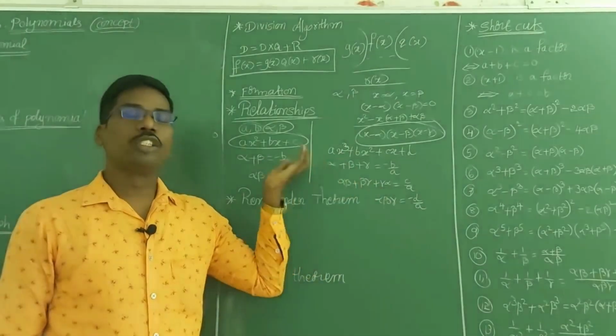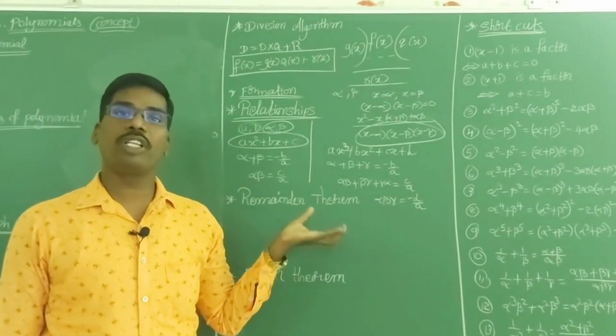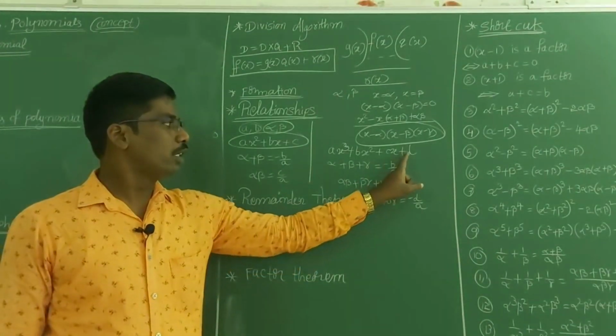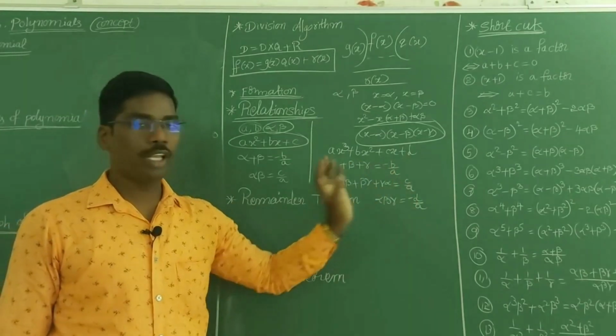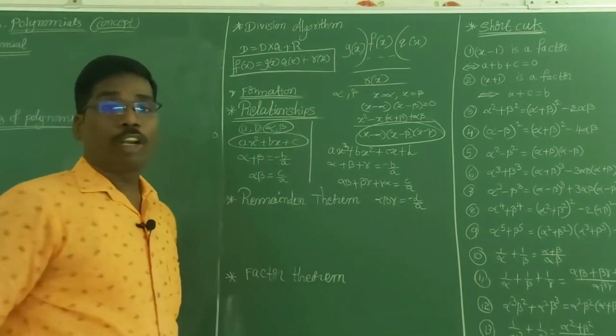They will ask directly the sum or the product of the roots of the cubic polynomial. If you remember this minus b by a, this c by a, then you will get the answer correctly. Now, remainder theorem.